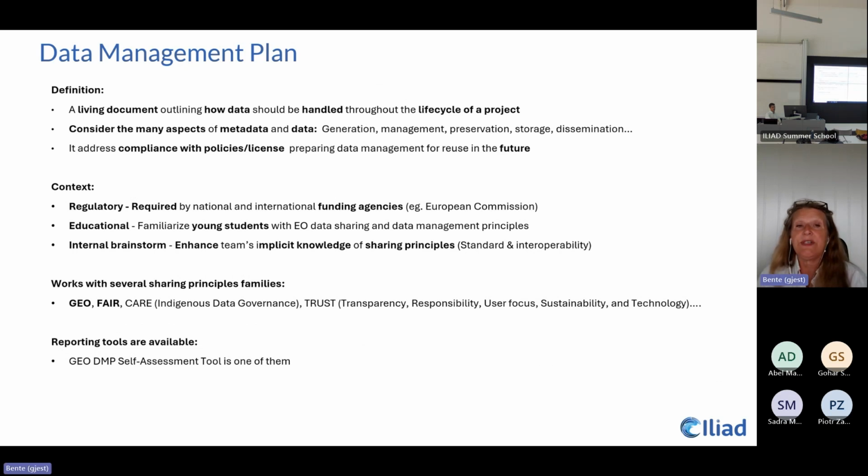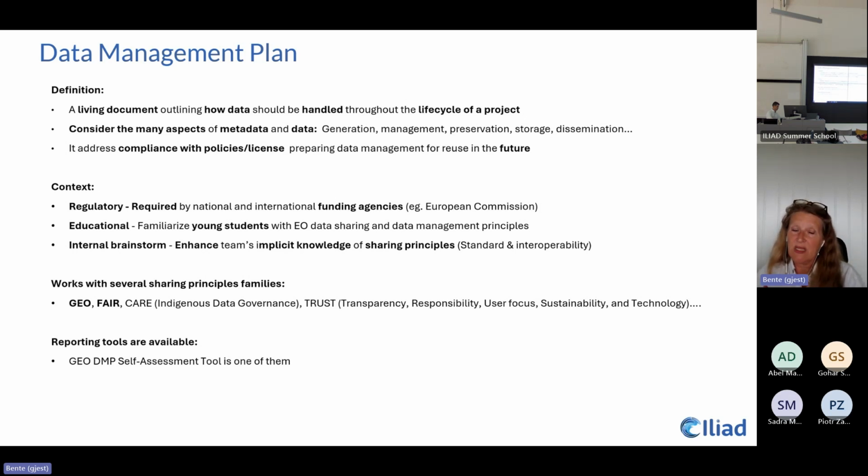Then, when you are creating a digital twin, obviously, as with all projects, you need to have a data management plan. And if you follow the data management principles, you will almost automatically have a data management plan. So the definition of a data management plan is that you have a living document that outlines how data should be handled throughout the life cycle of a project. And you should consider many aspects of metadata and data generation, management, preservation, storage, dissemination. And it addresses compliance with policies and licenses, preparing the data management for reuse in the future. So you recognize the principles and what goes into a data management plan here.